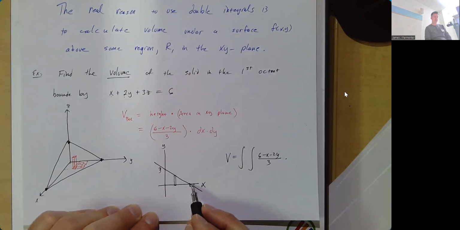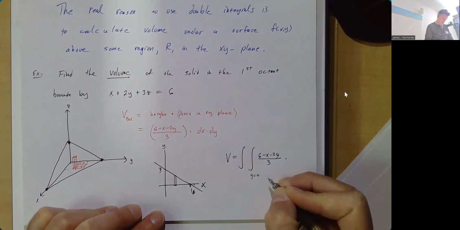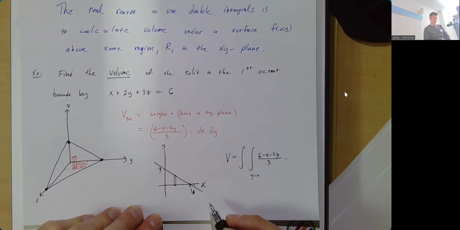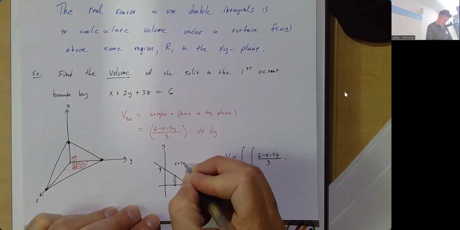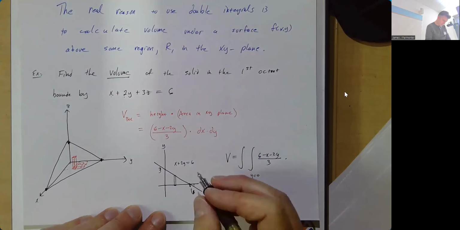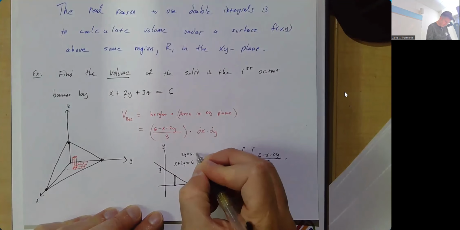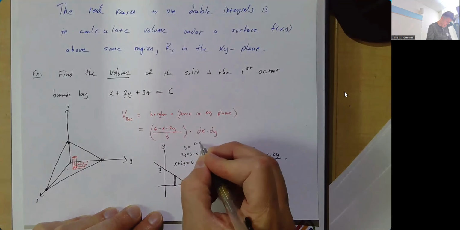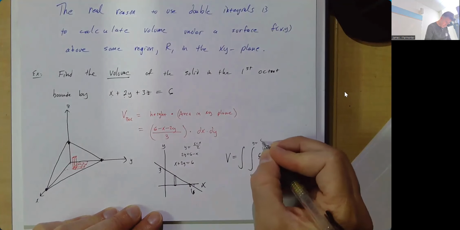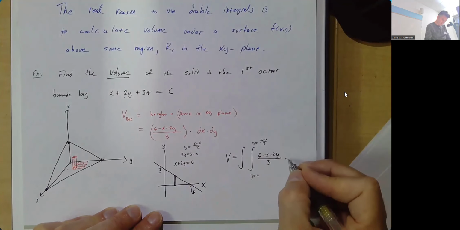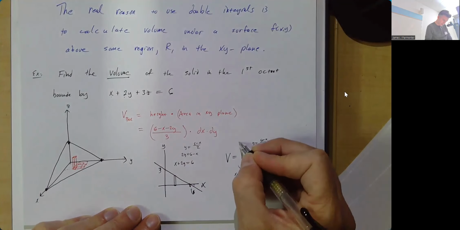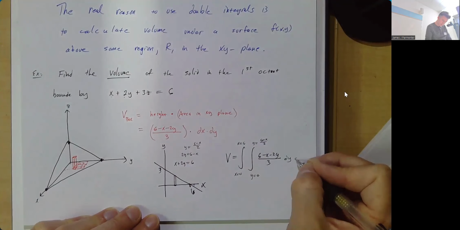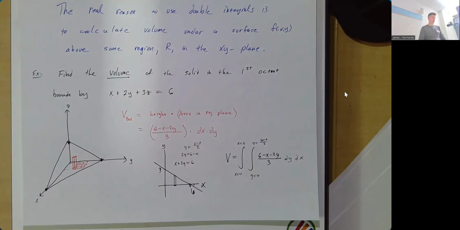The bottom of that vertical strip is y equals 0. The top of that vertical strip, I have to find the equation of that line. So I know it was x plus 2y equal to 6. If I solve for y, 2y equals 6 minus x, y equals (6 minus x) over 2. dy, and then my strips go as far left as x equals 0, as far right as x equals 6, dx.